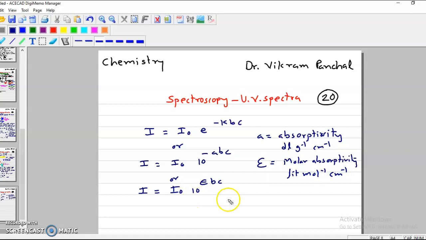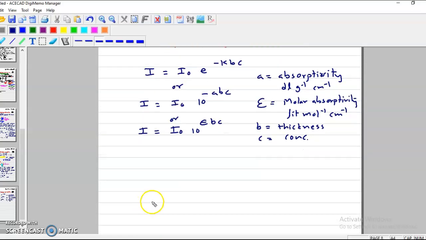Here b is thickness, and c is concentration. So this is the equation given by Lambert's-Beer's law, and this equation is called Lambert's-Beer's law.